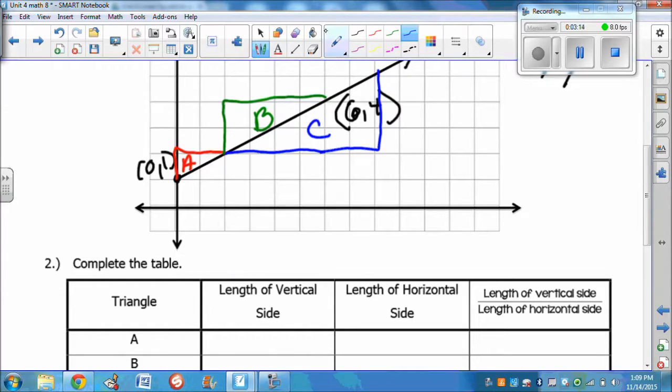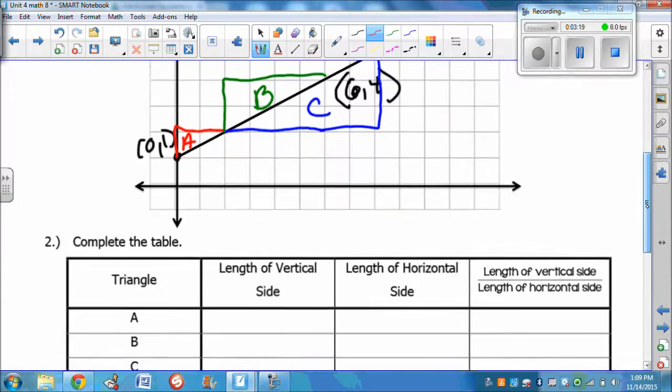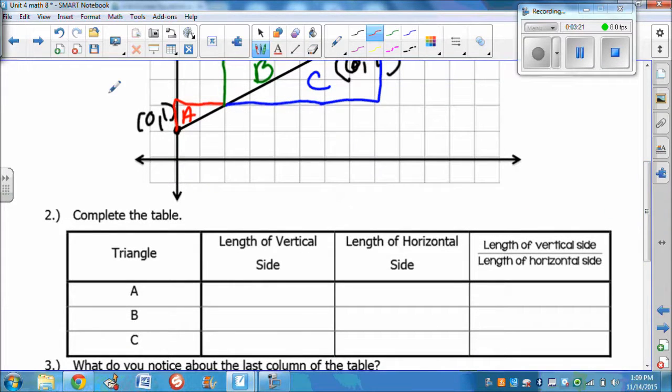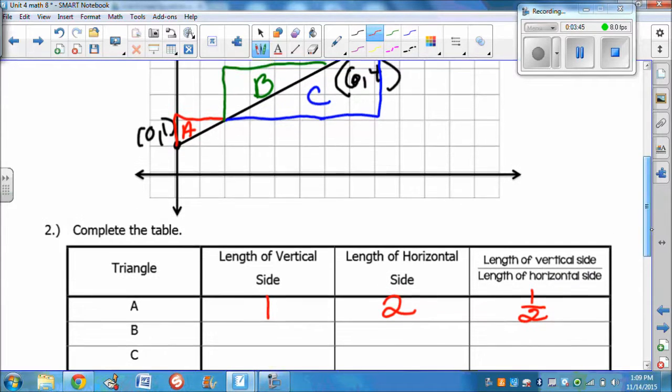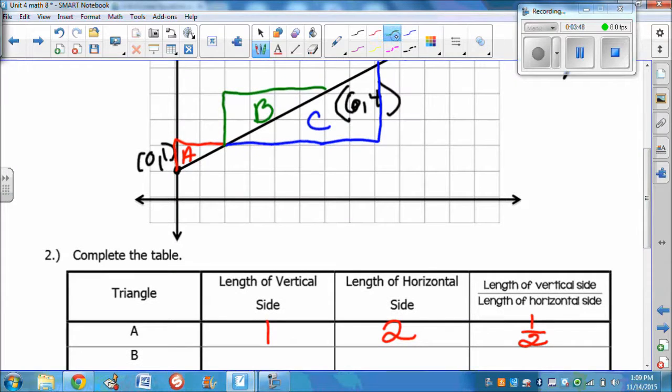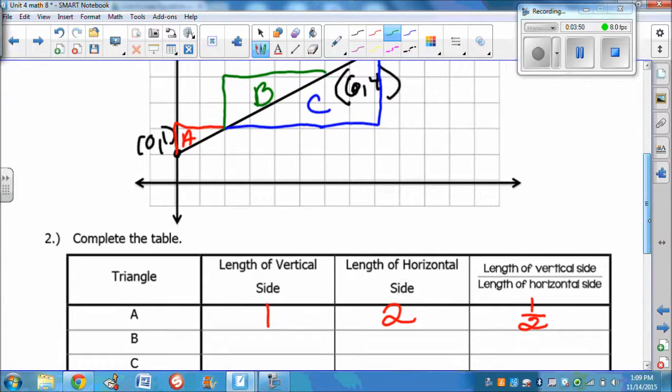So now let's focus in on triangle A. It says the length of the vertical side. The vertical is the up and down. So what's the length of that vertical side? Okay, it's 1. And the length of the horizontal side that we just drew in is 2 blocks. Now it says the length of the vertical over the length of the horizontal, which would be 1 over 2. That was our rise over run. That sounds familiar.